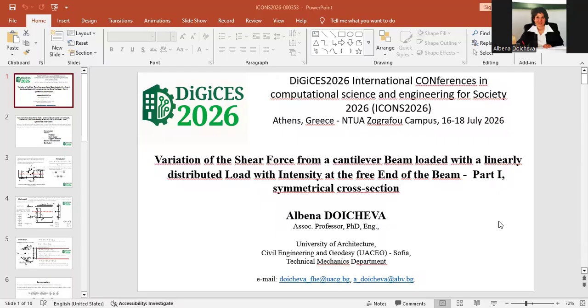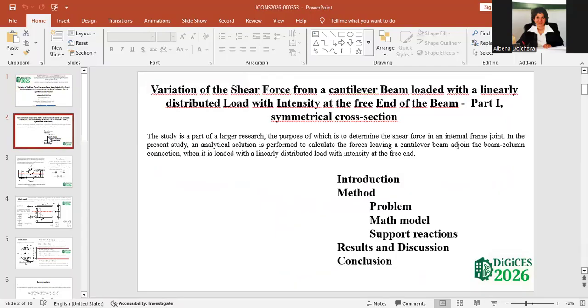I'm an associate professor at the University of Architecture, Civil Engineering and Geodesy, Sofia. I will speak about the variation of the shear force from a cantilever beam loaded with a linear distributed load with intensity at the free end of the beam. We will speak about symmetrical cross-section. The parts of the presentation are: introduction, method, problem, math model, support reaction, result and discussion, and conclusion.